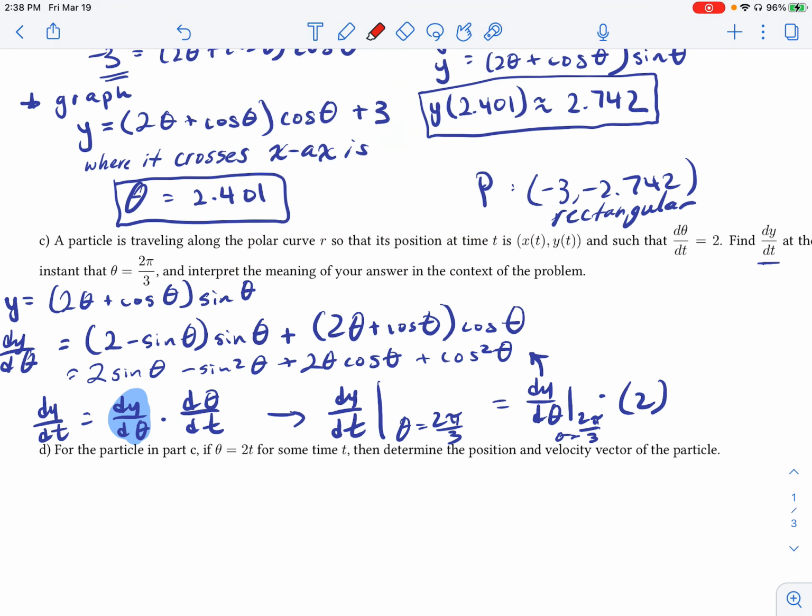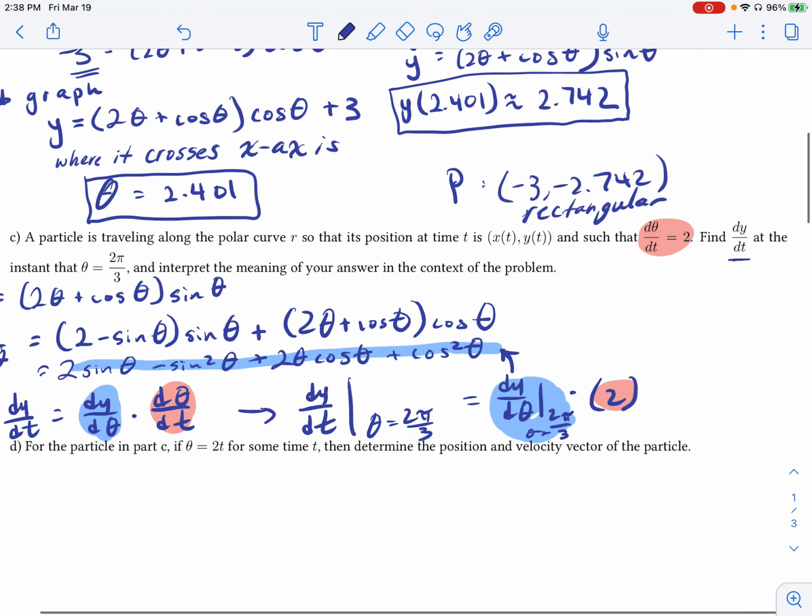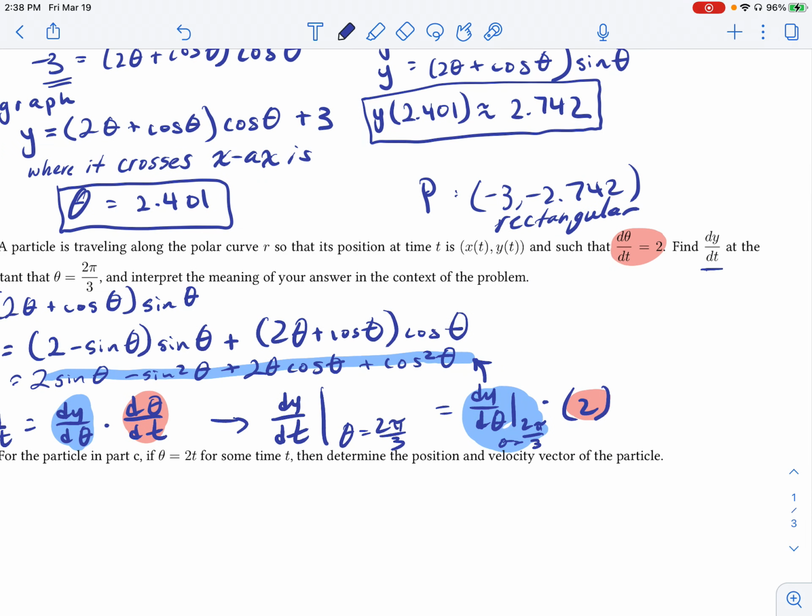Then I'm going to multiply it by d theta dt, which was given to us. That's equal to 2. So let me just highlight to make sure we understand each part here. So d theta dt, this is what we found in our previous step. If you punch all that into your calculator, you wouldn't have to evaluate all this by hand.